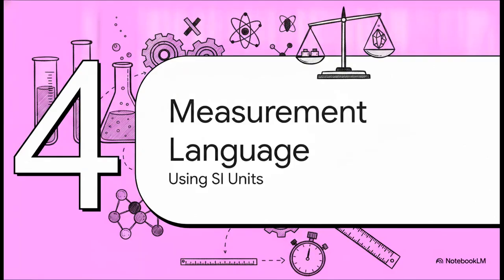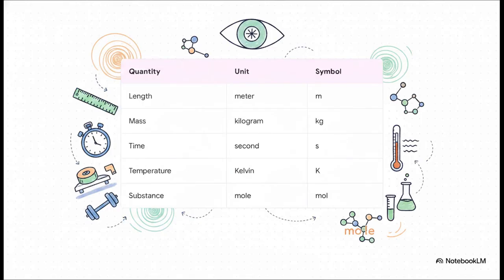And finally, Section 4, the language of measurement, quantifying the physical world using SI units. To speak this scientific language, you absolutely need the foundational SI system, the International System of Units. I highly recommend taking a mental snapshot of these exact base units, because they are literally the grammar of quantitative chemistry. We measure length in meters, mass in kilograms, time in seconds, temperature in Kelvin, and the amount of substance in moles. That mole is especially vital for us.